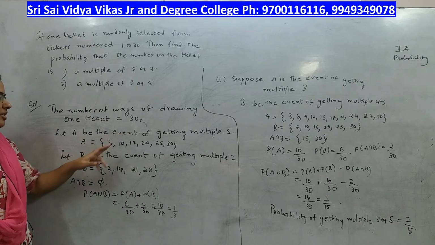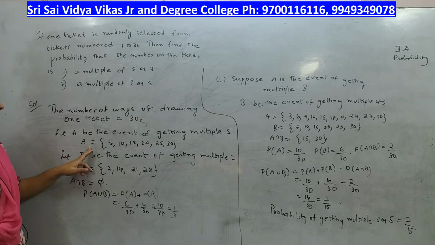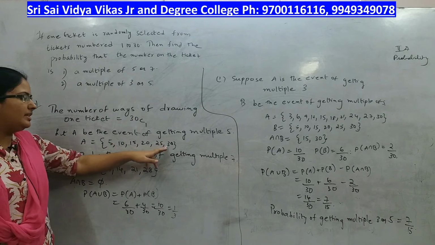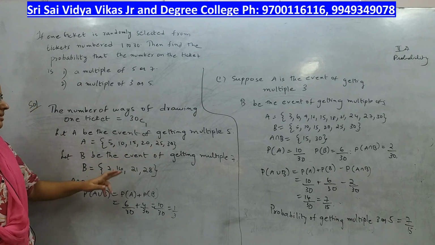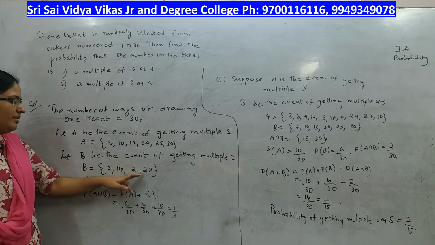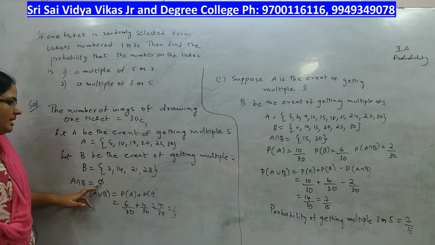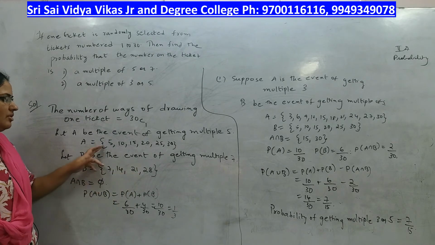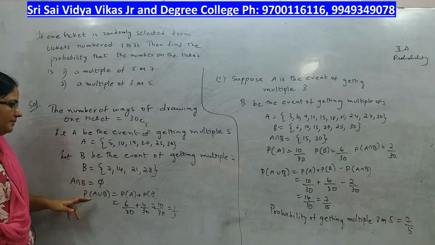Let A be the event of getting a multiple of 5. A is 5, 10, 15, 20, 25, 30. B be the event of getting a multiple of 7: 7, 14, 21, 28. A intersection B is empty. No element is common, so A intersection B is empty.